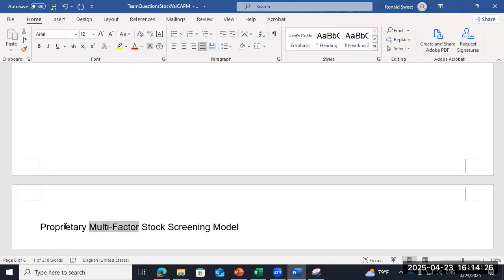Multi-factor, how many factors do you need for it to be multi-factor? At least 2. So that's pretty straightforward. I have 15, so I got that covered. It's a stock screening model. If you're interviewing with HR, that's probably going to sound pretty impressive, right? They're going to be, wow, you're really advanced. It can be pretty basic and pretty simple. What is CAPM? CAPM is William Sharpe's single factor model. So you get multi-factor and single factor.